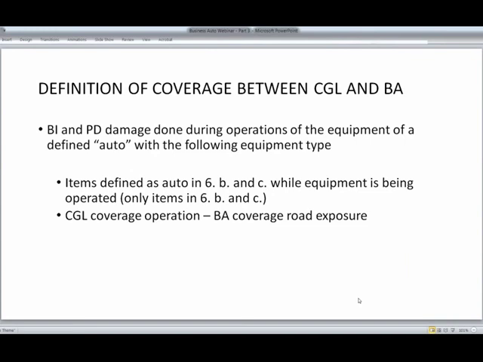So, bodily injury, property damage done during operation of equipment of defined auto with the following equipment type that we talked about. The items listed in 6B and C or any other. The GL coverage covers the operation of the equipment. The business auto policy covers the road exposure of the equipment.